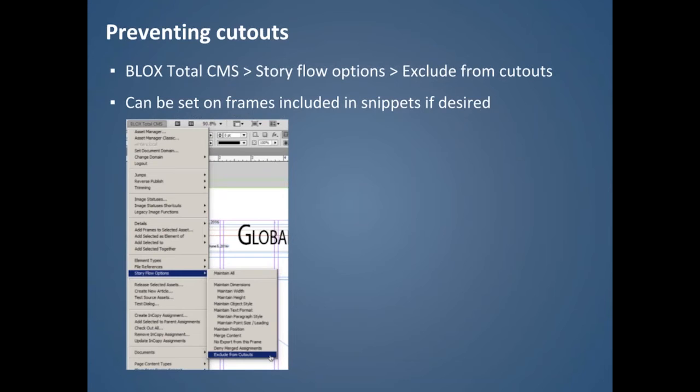In the past, we didn't have a way to exclude items from cutouts other than by having them be small. And there is a cutout preferences. Every site has one. They may not realize it, but every site has one. And they can control the minimum size that something has to be and still be included as a cutout. Well, if you get something large like a page flag, you click on it, you can then go to BLOX Total CMS, Story Flow Options, and exclude from cutouts, and it will not be included in the cutouts anymore. This is available now. I don't remember what version this got added in, but it's been there for some time, probably since the early 5.14 versions of the client.